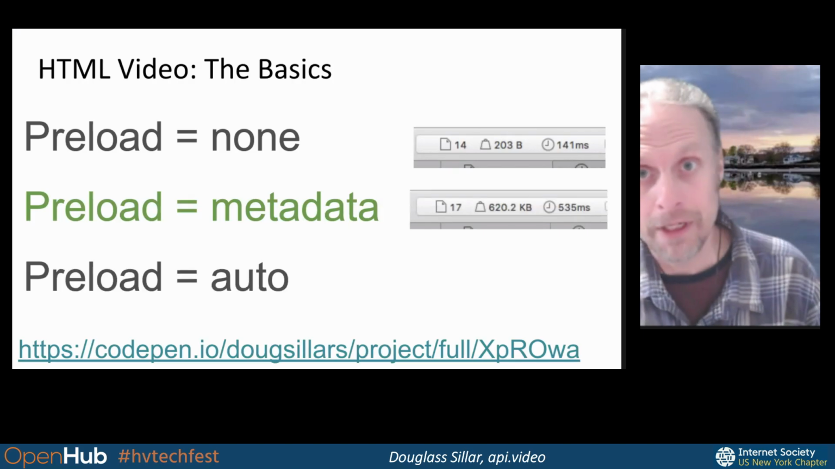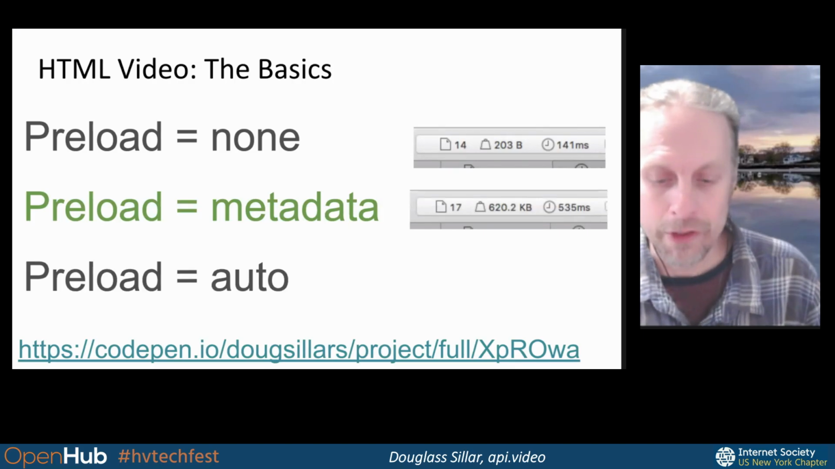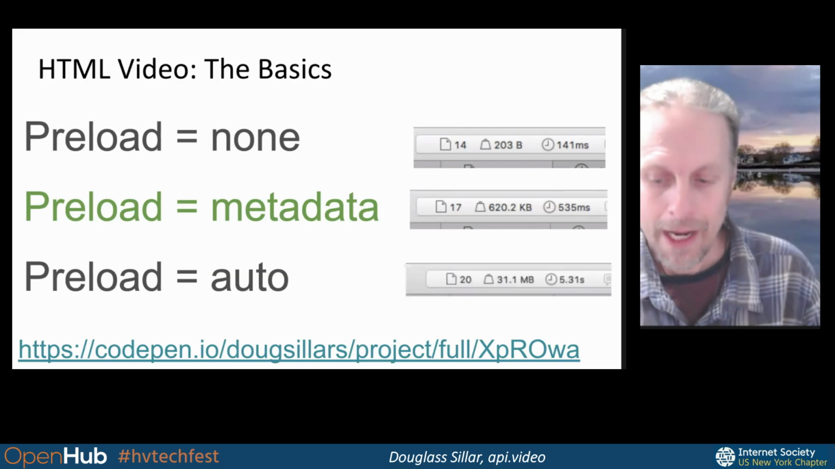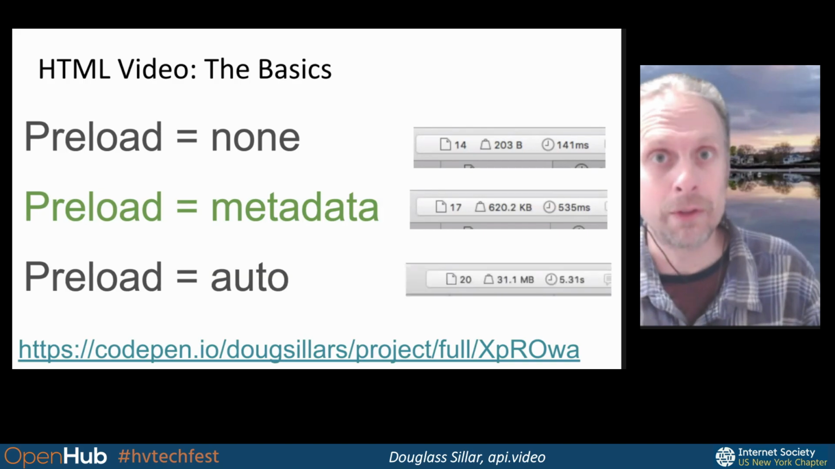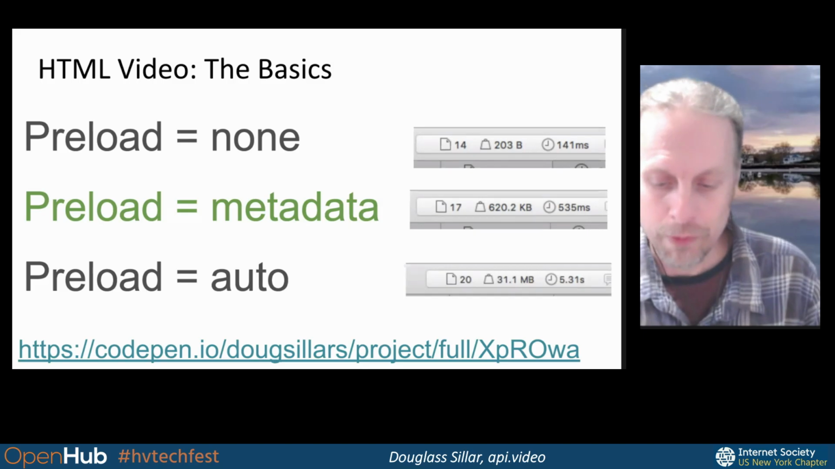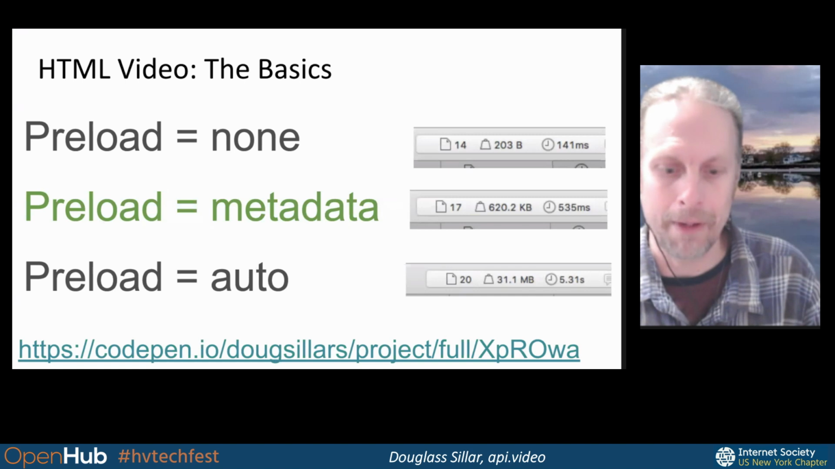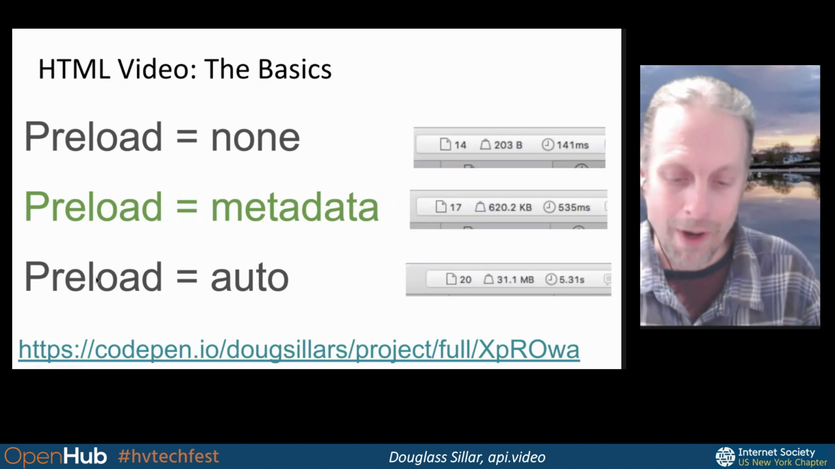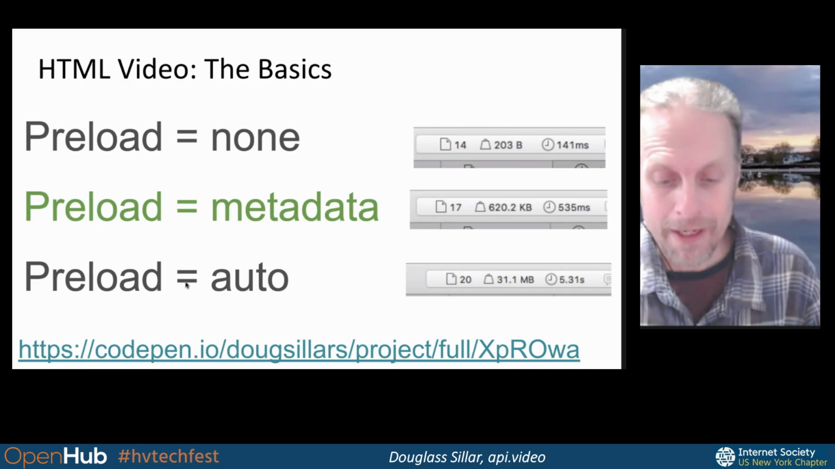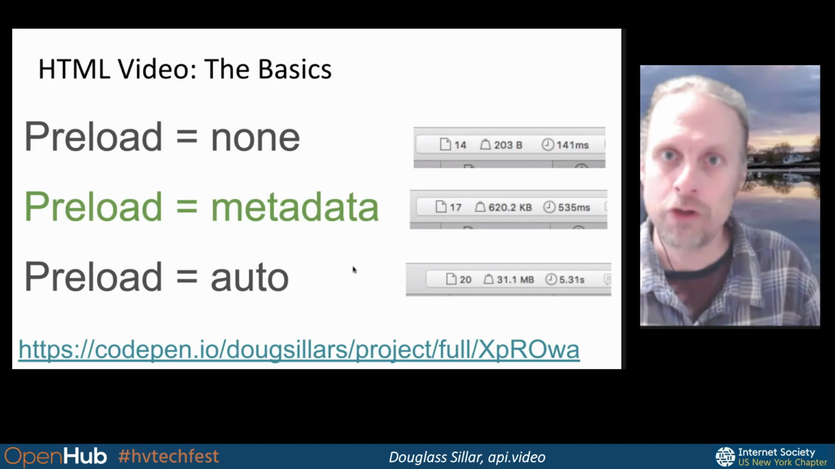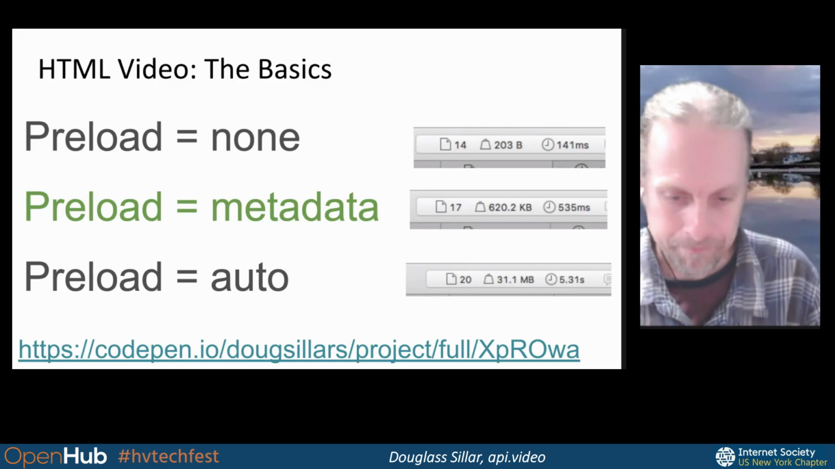The last option is preload equals auto. And when you do preload equals auto, you're telling the browser, people are going to watch this video, so just download the whole darn thing, no matter what. And lo and behold, that's what we see. You can see in Safari here, when I use preload equals auto, the entire video is downloaded. The page is now 31 megabytes. So if you think someone's going to watch the video, this is great. But if you think there's only a 25 or 30% chance, these are better choices just from a data perspective, especially because you're paying for the bandwidth coming out of your server.